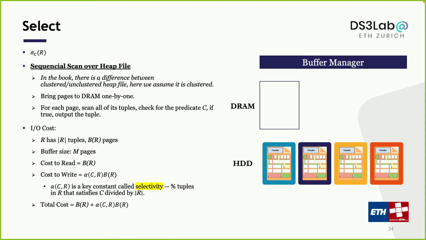But right now, assume you have that. Alpha times BR gives you, in expectation, the number of pages you need to hold the output. So the total I/O cost of this operator, if you assume read and write are equally expensive, which is not true, but let's assume that, is the read cost, the number of pages in this relation R, plus the write cost, the selectivity multiplied by the number of pages in this relation R.